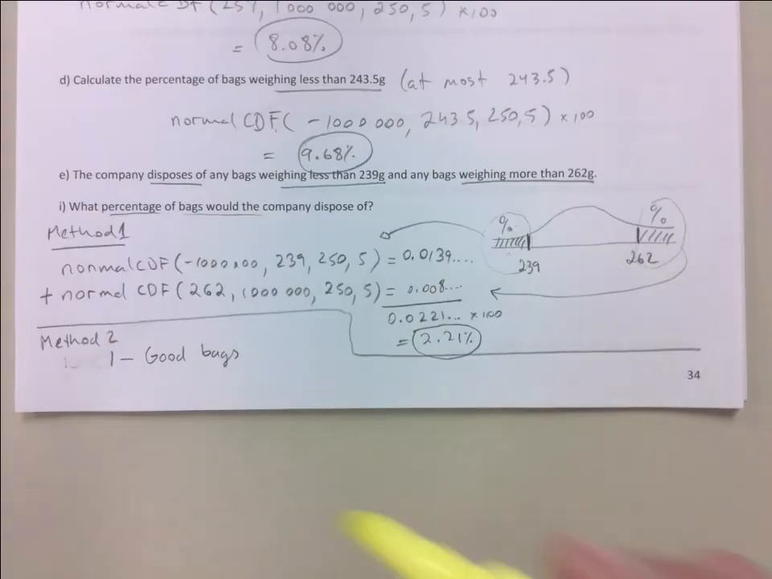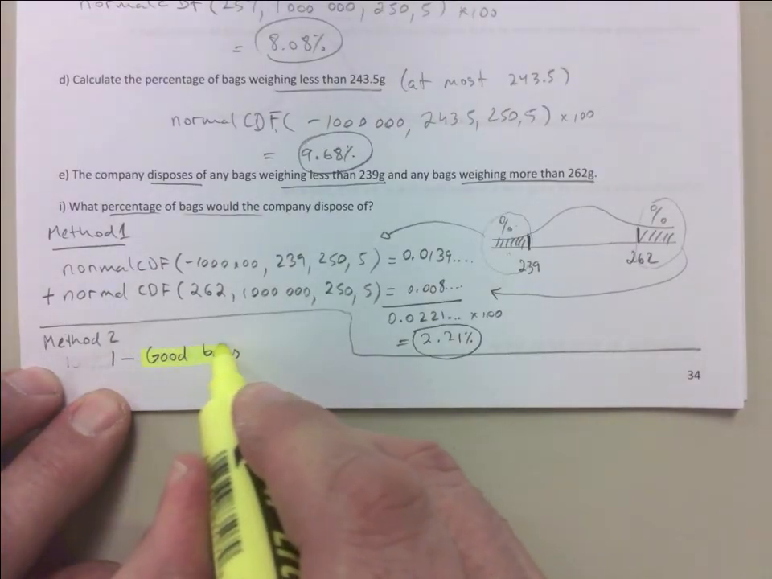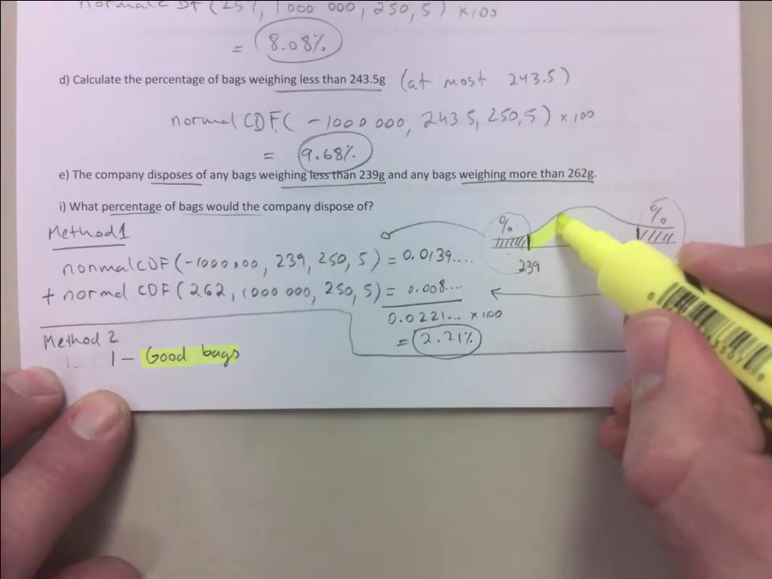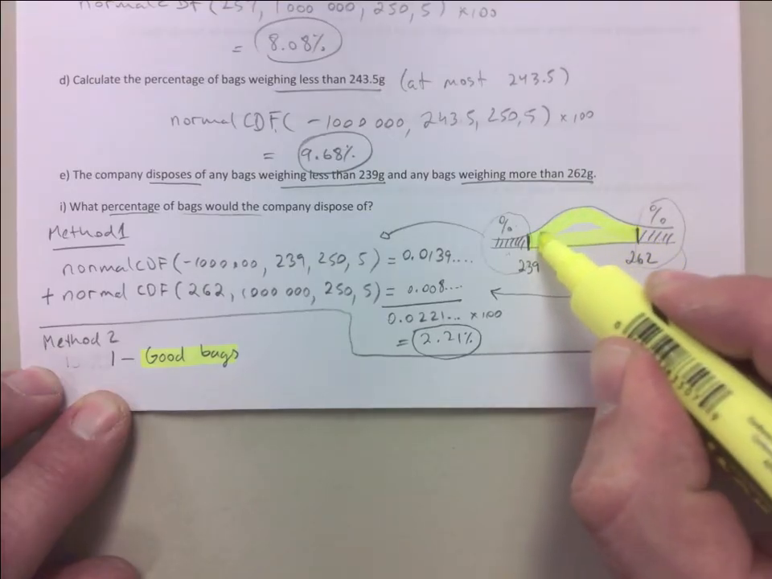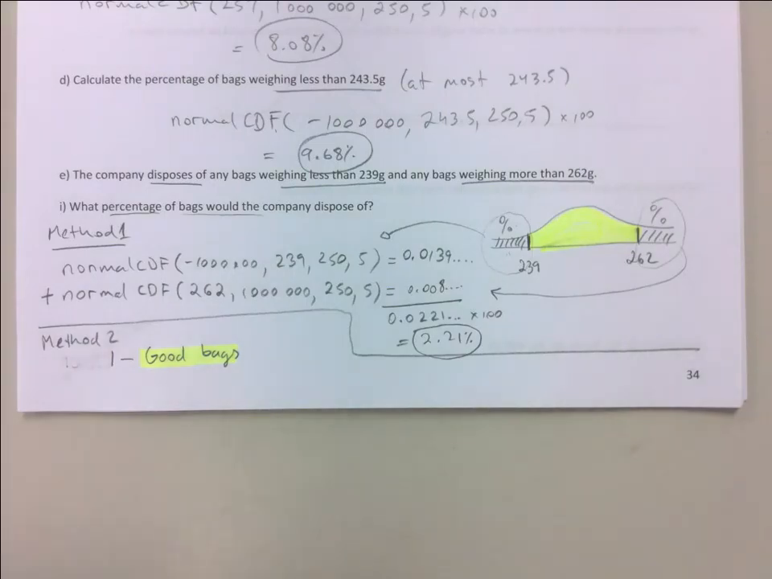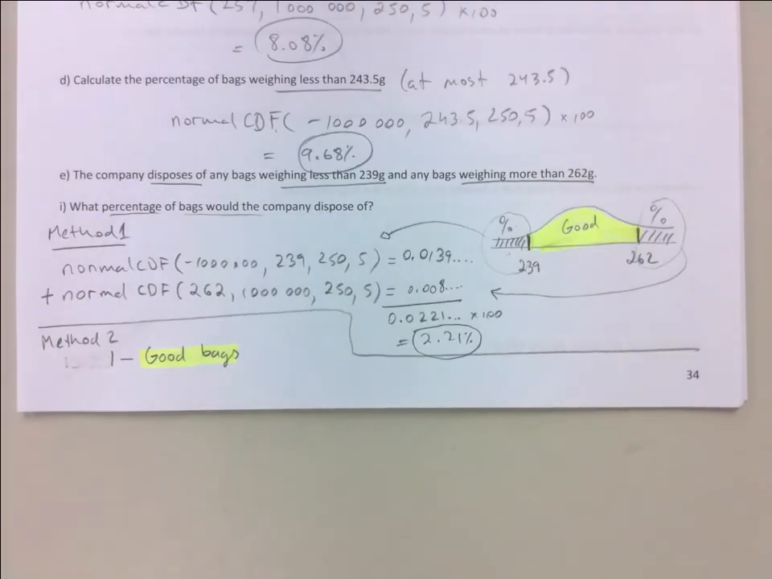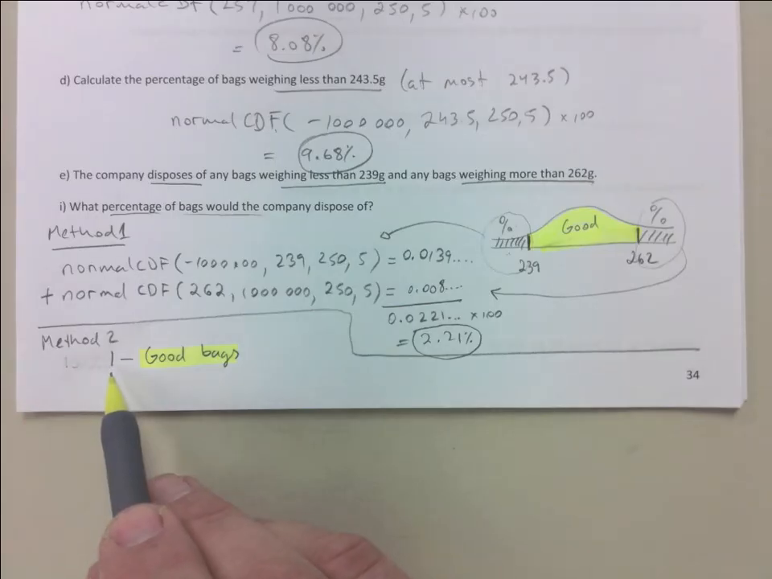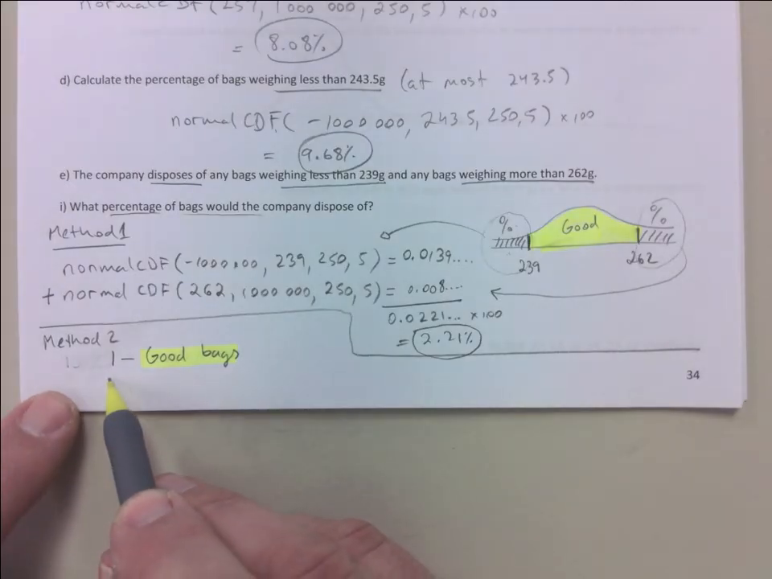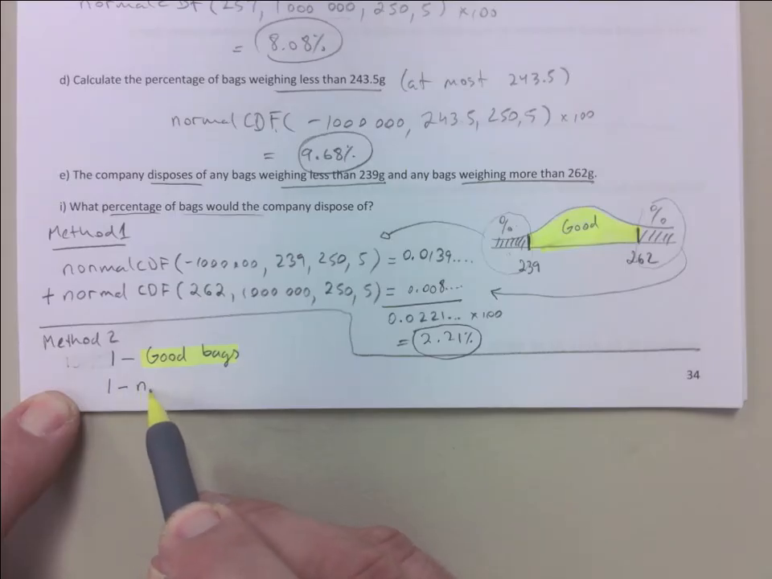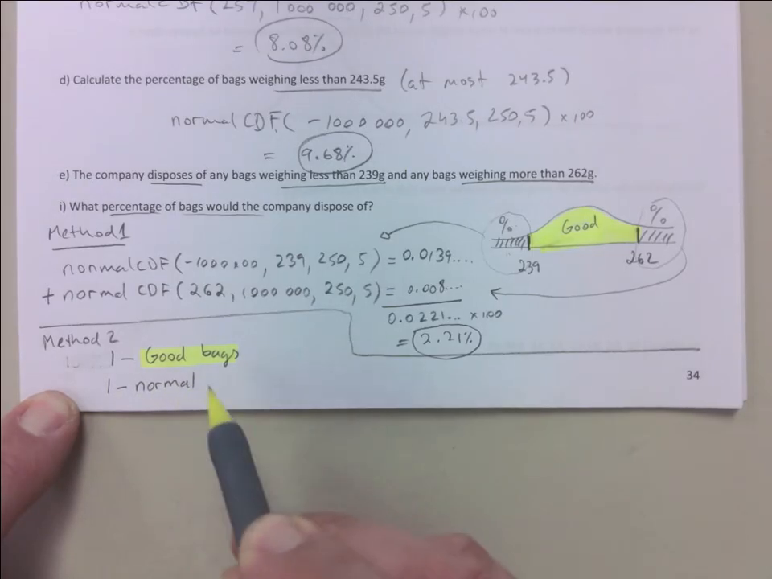And I'm going to use a highlighter here. What do you mean, good bags? Would you agree with me that this section right here are the ones we're keeping, right? We're not disposing. These are good. Why 1? Because the curve is 100%, right? As a decimal, it would just be 1. I'm going to go 1 minus, watch this. If you can wrap your head around this, it's going to save you a lot of time.